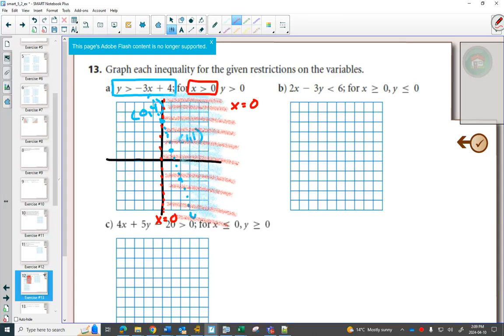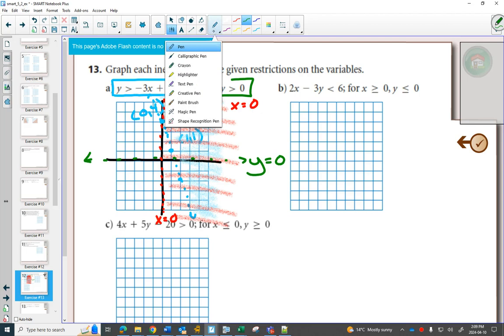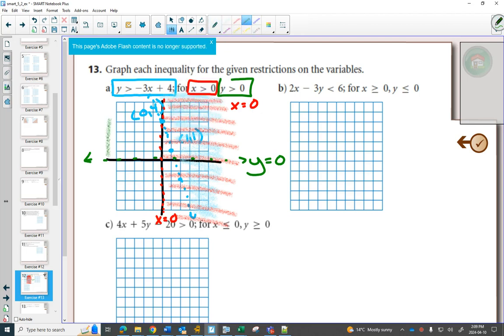And the last thing they have, which I'll do in green, y has to be greater than 0. Y equals 0 is this line. And if I shaded above that, and again, I wouldn't do this in your notes yet, okay? Because if we shade each of them separately, it gets really messy. We have the red shaded to the right, the green shaded above, the blue shaded above the blue line.